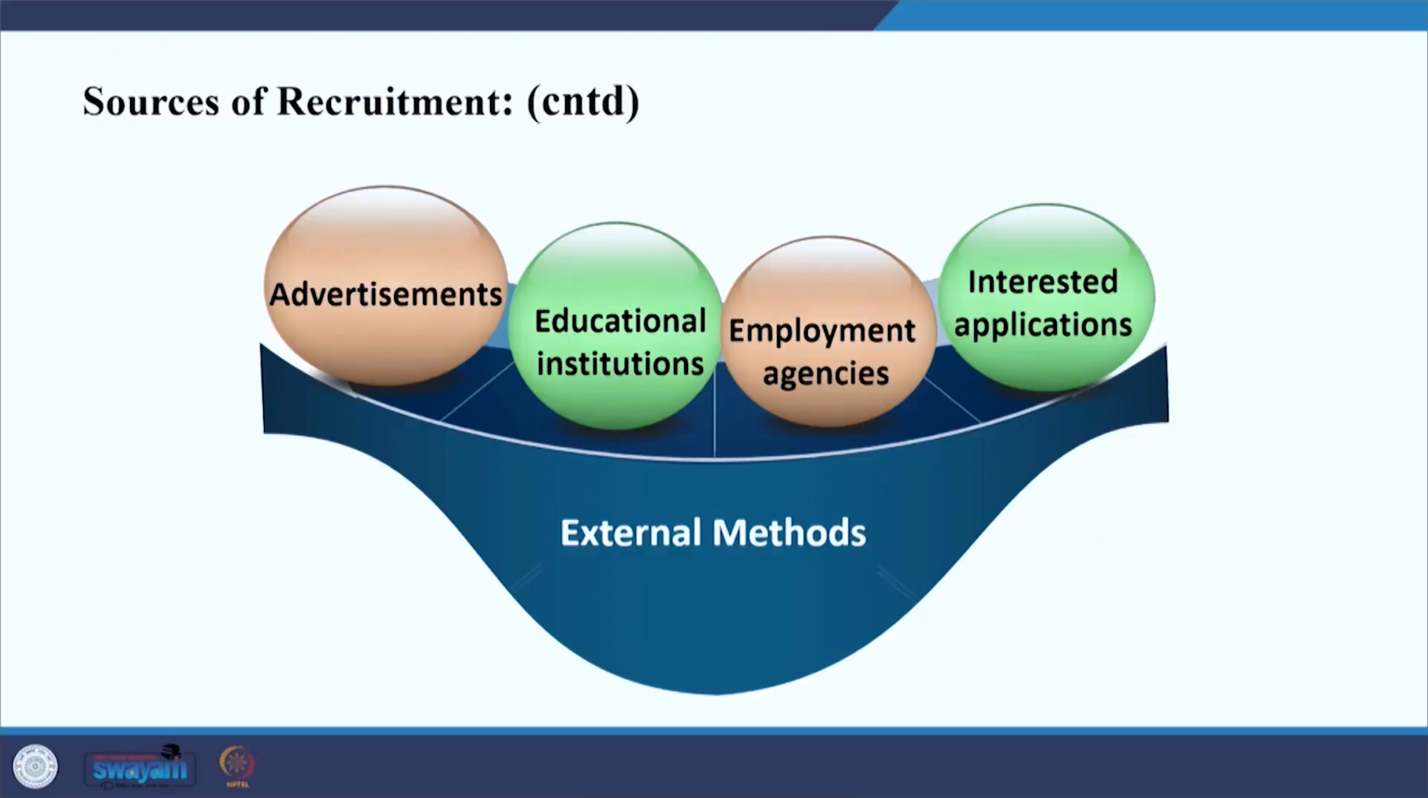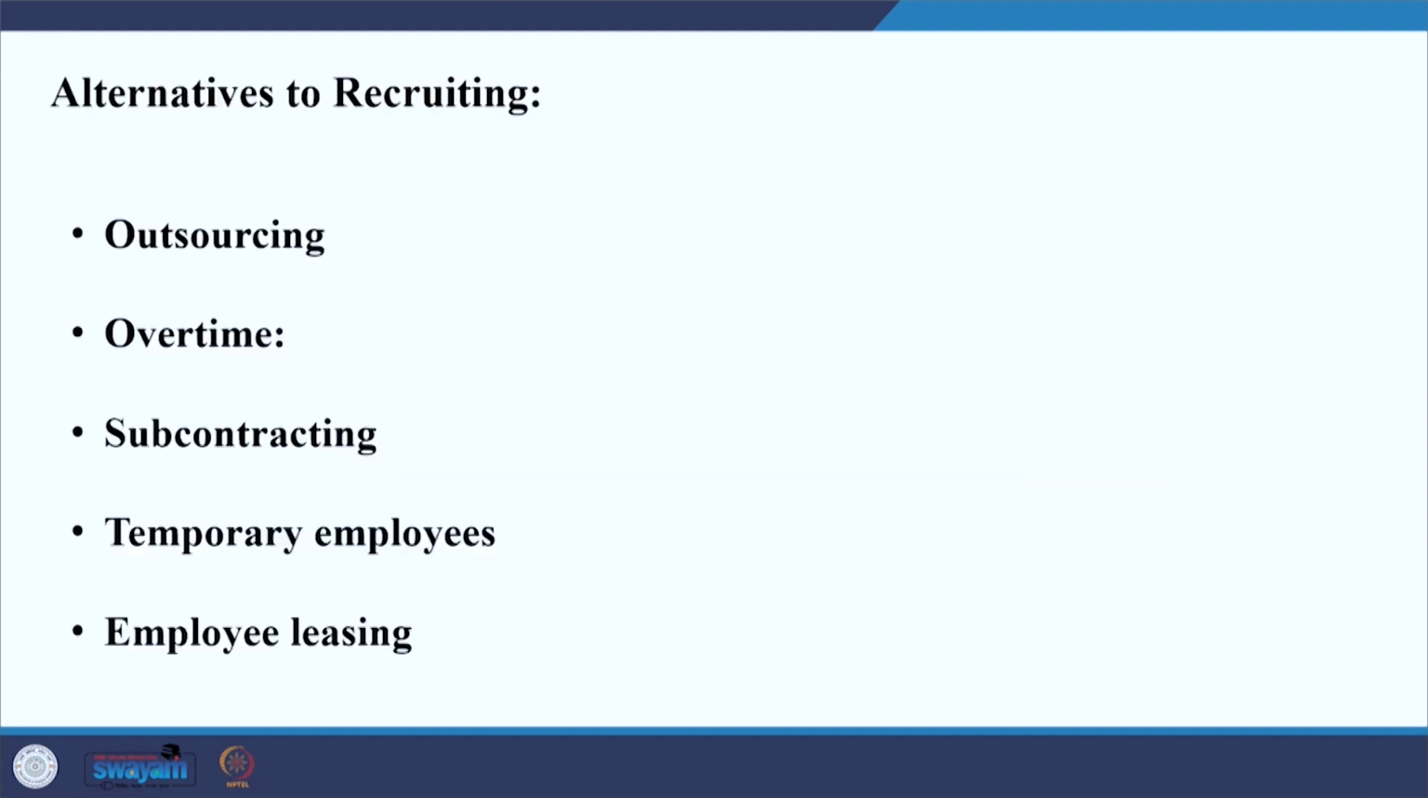Now the other sources of recruitment, the external ones, are advertisements. Many times you will find companies keep giving advertisements, maybe on social media. Then there are educational institutions, which help with campus placement for getting better employment. Employment agencies are there, like the job search agencies I have talked about. Then there are unsolicited applications, where candidates find these applications interesting, and through these external methods there are sources of recruitment.